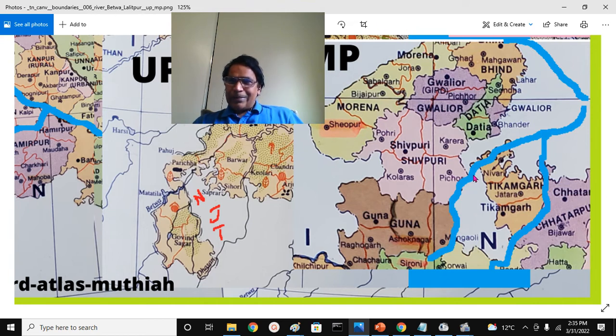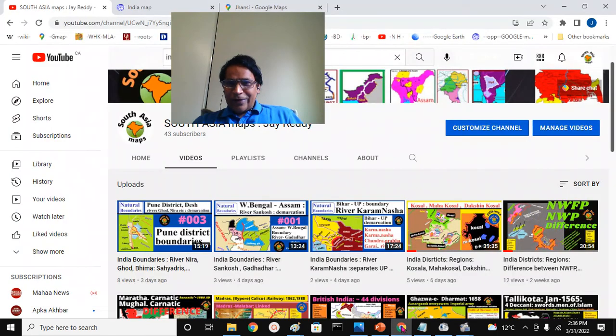Jhansi is a big junction and an important city, a former princely state, and a railway junction. From Jhansi one can also take a train and go to Kalpi and Bhognipur and Kanpur in the Doab and eventually to Lucknow. And this is the Tikamgarh district and Lalitpur and Jhansi, eastern part of Jhansi and western part of Jhansi, Jalaun district and Hamirpur district. We can see the same thing from a different perspective.